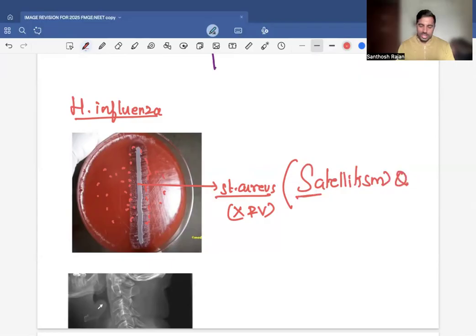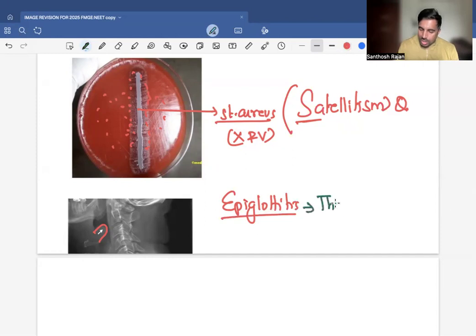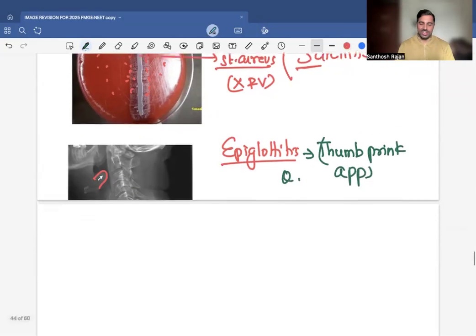Repeatedly asked. Then here, typical, what you see, epiglottitis, that's also Haemophilus influenzae. Epiglottitis, what is the sign name? We call it the thumbprint appearance. That's all. So this is another important question they can ask. Very, very easy.